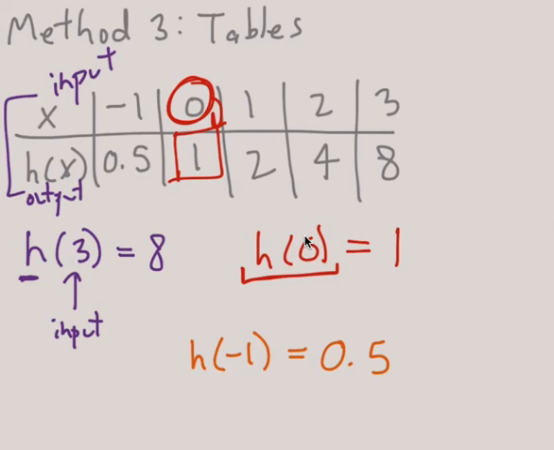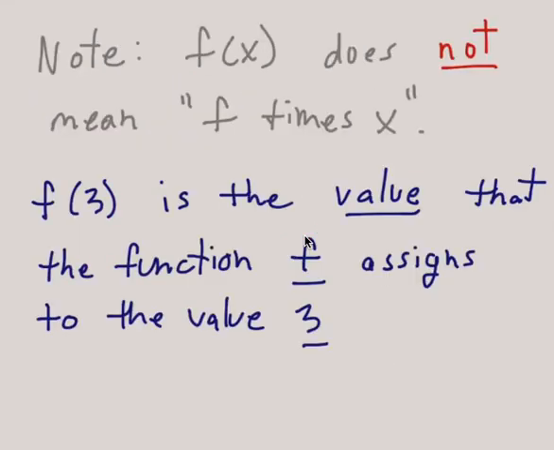Now just one final note of warning, just to reiterate this: f of x does not mean f times x, and I don't know if I can stress that strongly enough. It does not mean f times x, and please never do that. On the contrary, f of 3 is the value that the function f assigns to the value of 3, and that is right there.